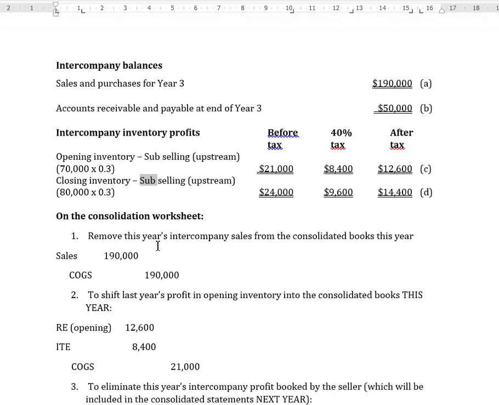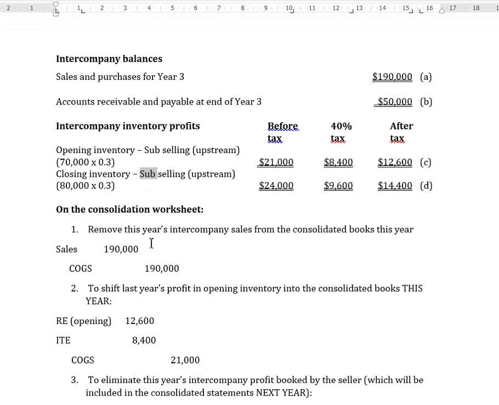So now, I had suggested to you that if you wanted to, you could do the worksheet entries to help you focus in on how the worksheet entries would affect the consolidation amounts. So the first thing we know is that because we're doing consolidated balances for year 3, we would want to make sure that we remove from sales on the worksheet the sales for the current year.